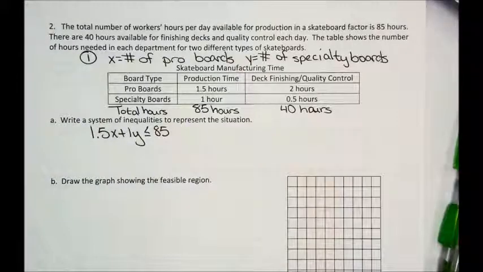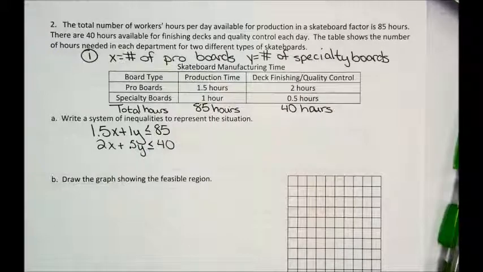I can make a similar inequality to represent deck finishing and quality control. 2 times x plus 0.5 times y has to be less than or equal to 40 hours. Now there's also 2 inequalities that we need to write here that I call our hidden inequalities. They're not represented in our table, but they're important to list. And that is that I can't have a negative amount of pro boards and a negative amount of specialty boards. We need to indicate that y and x both have to be greater than or equal to 0.